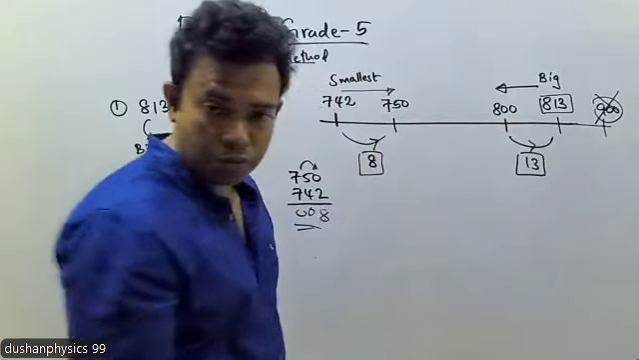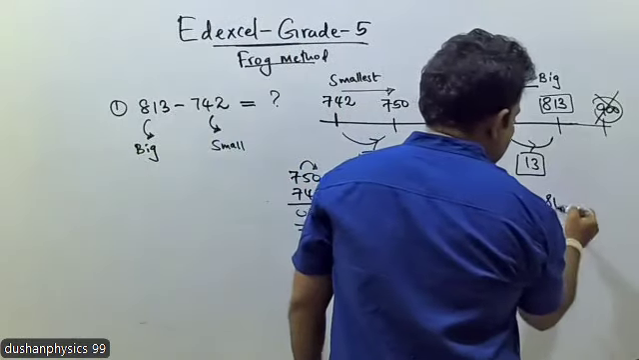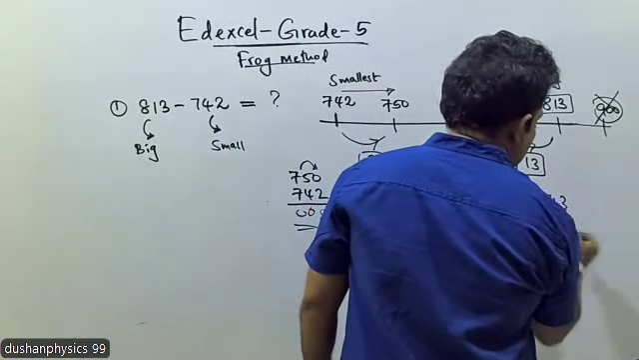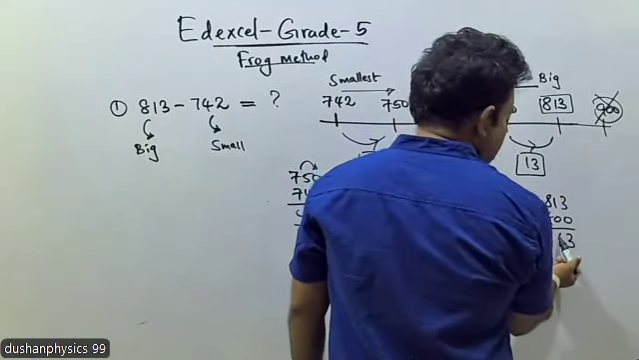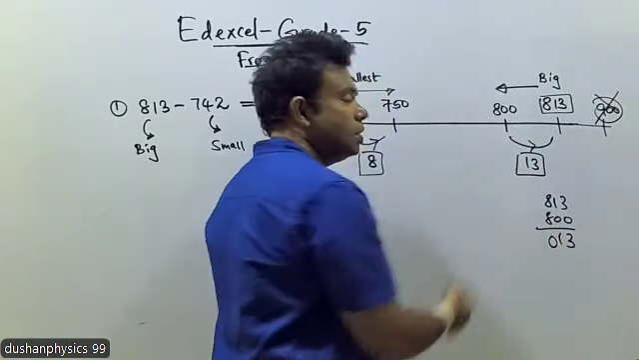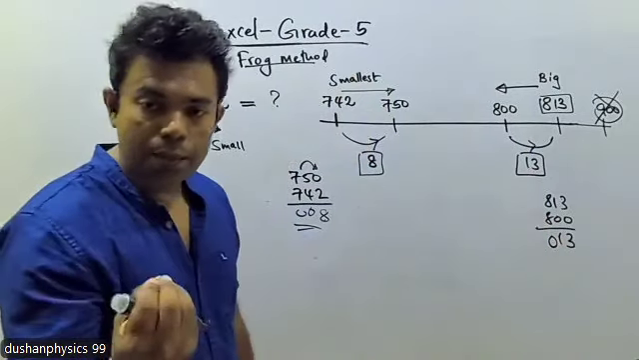If you are not quite sure, come to the 813, come to the 800 and subtract. 3 minus 0, 3. 1 minus 0, 1. 8 minus 0, 8. Number 13. The final gap.